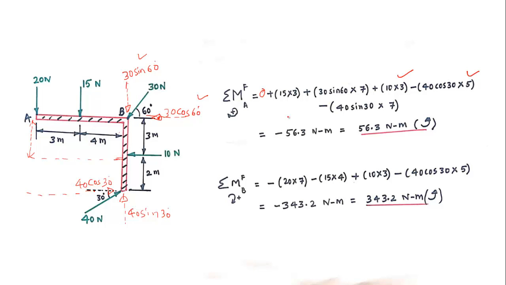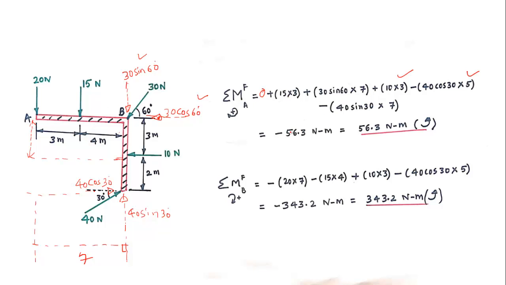Therefore, I have put minus according to my sign convention. Next is 40 sine 30. This is the line of action of the force, and the perpendicular distance from point A, I need to go in the normal, perpendicular direction, 90-degree direction. It is 7. So therefore 40 sine 30 into 7, and it is minus because it is creating counterclockwise moment with respect to point A.